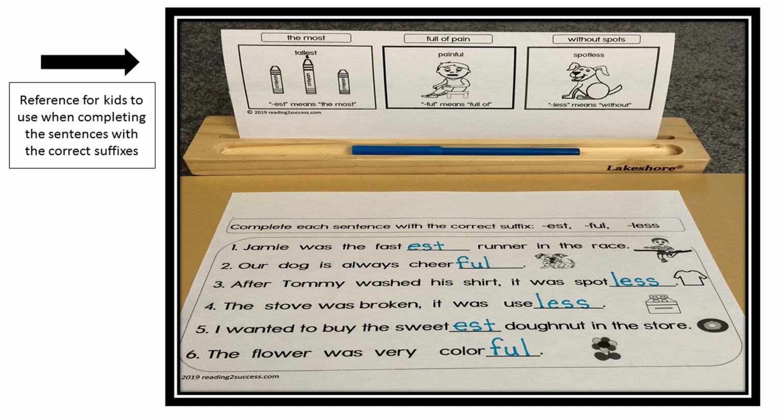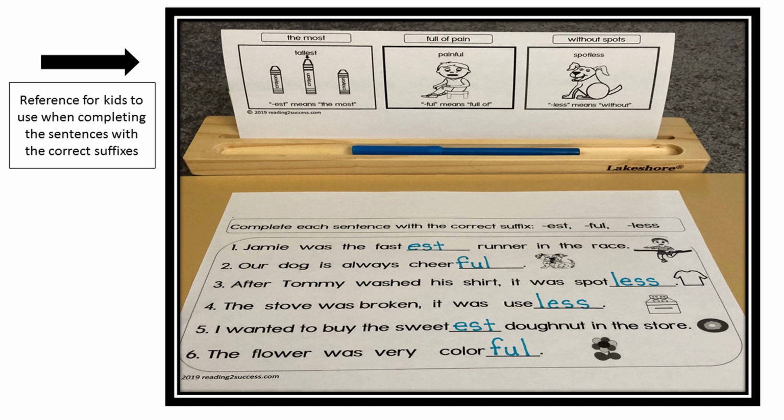In this activity, we're going to have kids complete each sentence with the correct suffix: est, ful, or less. So let's look at the completed example. Jamie was the fastest runner in the race. And since we only have the choice of est and not er, we're going to assume, or it is inferred, that there are more than two runners.